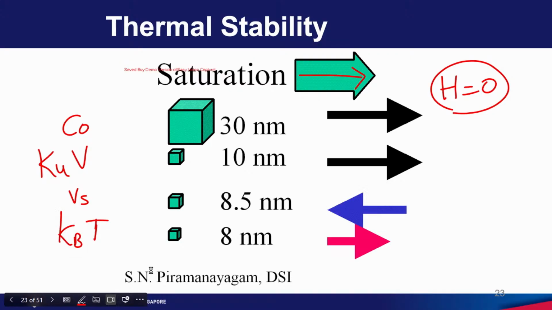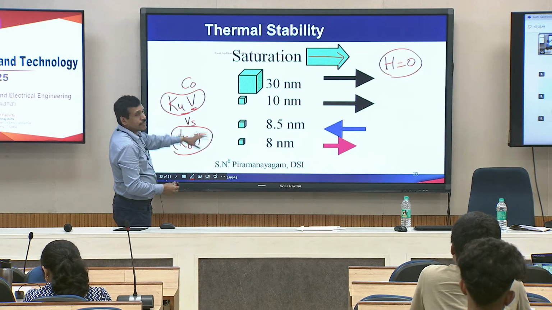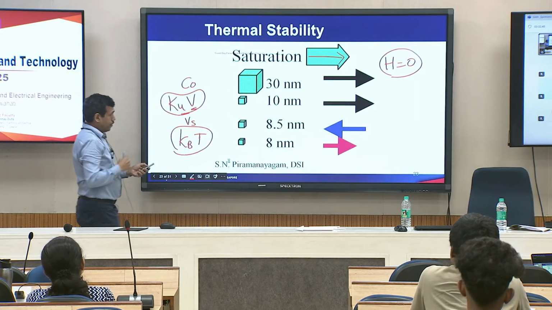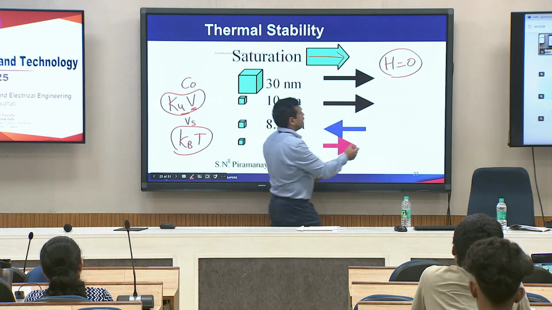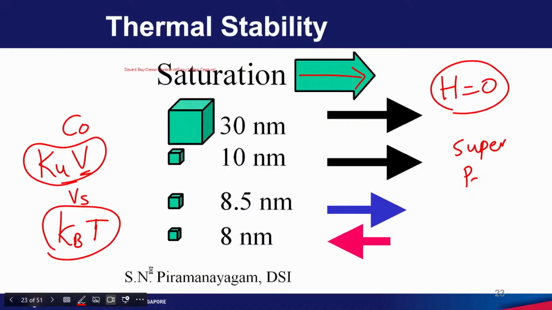At room temperature we have thermal energy, and this thermal energy competes with the anisotropy energy. As a result, when the volume becomes lower and lower, KUV becomes smaller. So, the thermal energy can compete and make the magnetization flip as a function of time. When this flip is very rapid, we call that superparamagnetic. A few days ago we learnt about this.